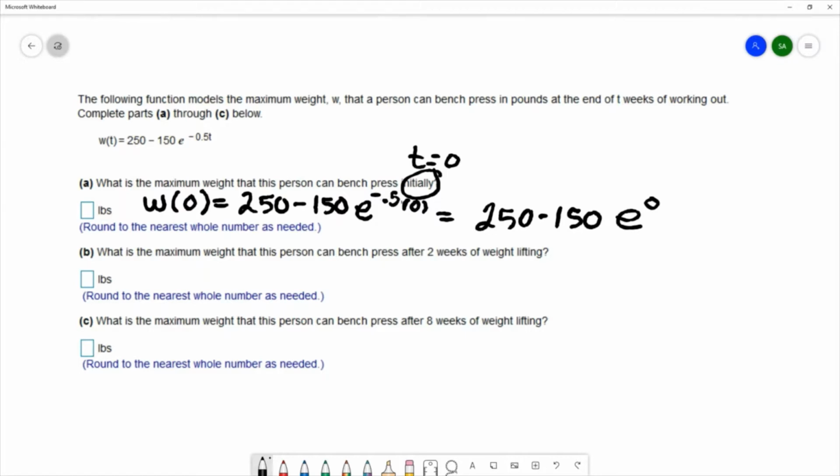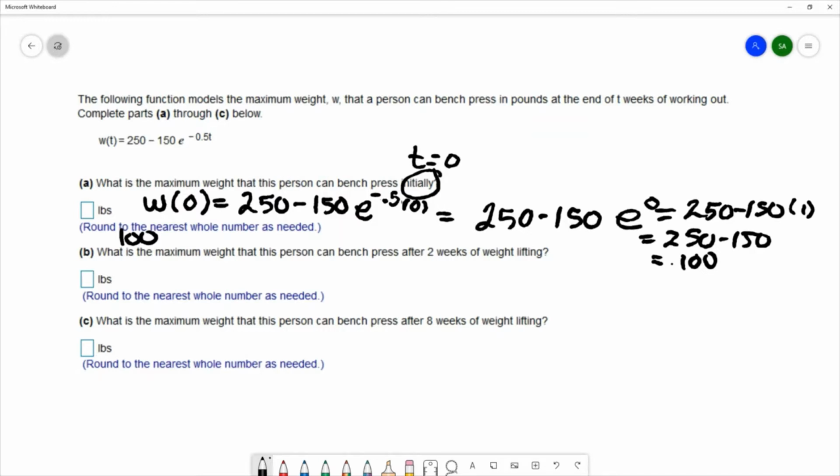Negative 0.5 times 0 would be 0. And e to the 0 is 1, so this is 250 minus 150 times 1, and that's 250 minus 150, which is 100. So at the beginning, this person can bench press a maximum weight of 100 pounds.